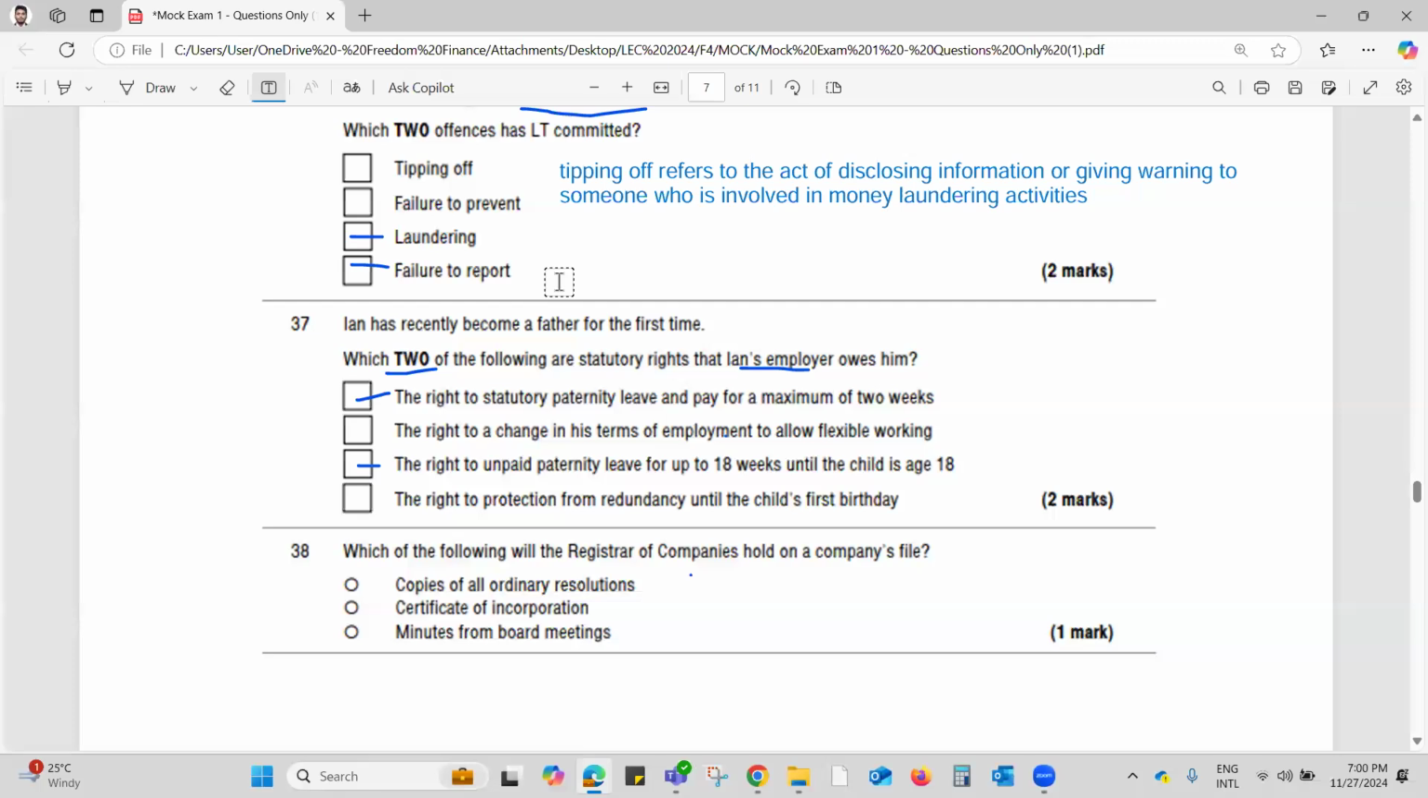38th one, that's an easy one. Which of the following will the registrar of companies hold on a company's file? Copies of all ordinary resolutions, certificate of incorporation, minutes of the board meeting. So the registrar will hold the certificate of incorporation. Registrar will hold what? The certificate of incorporation. Fine.